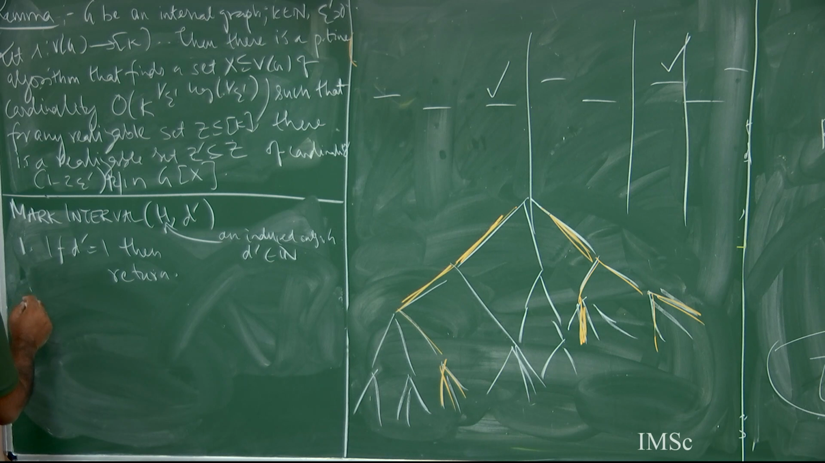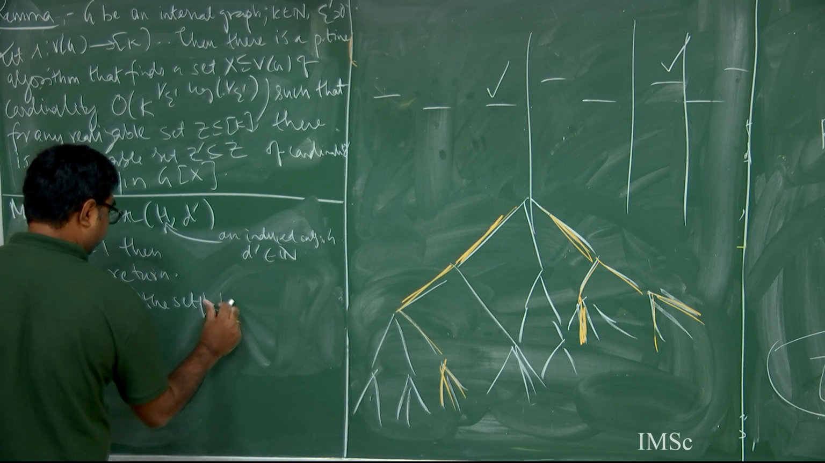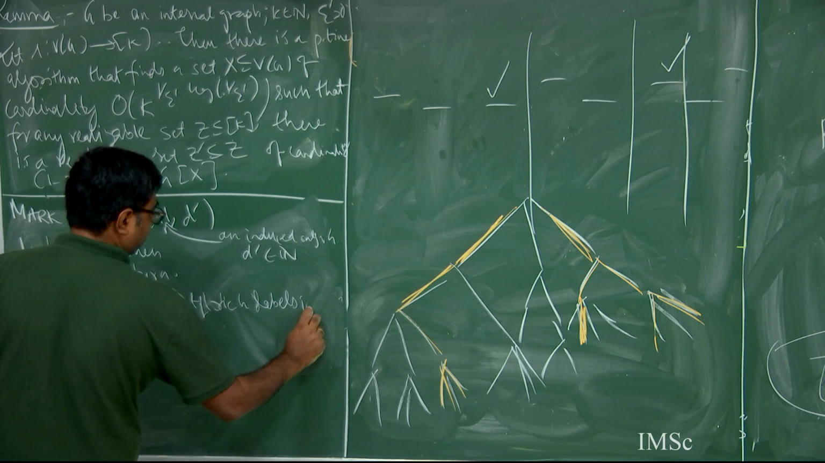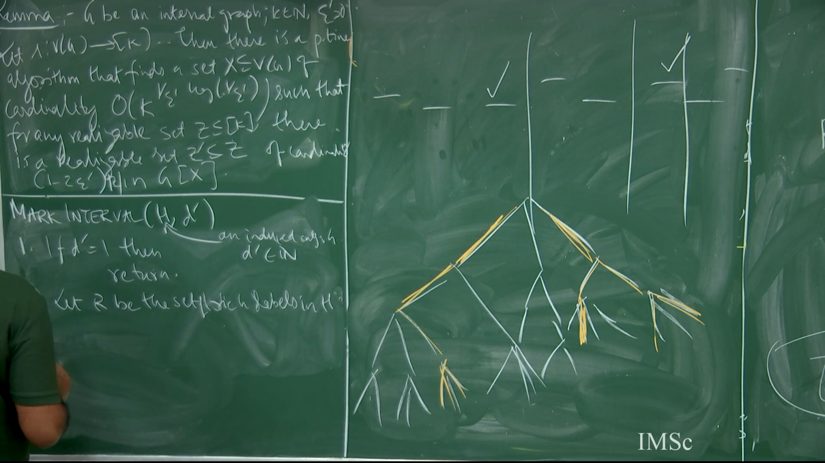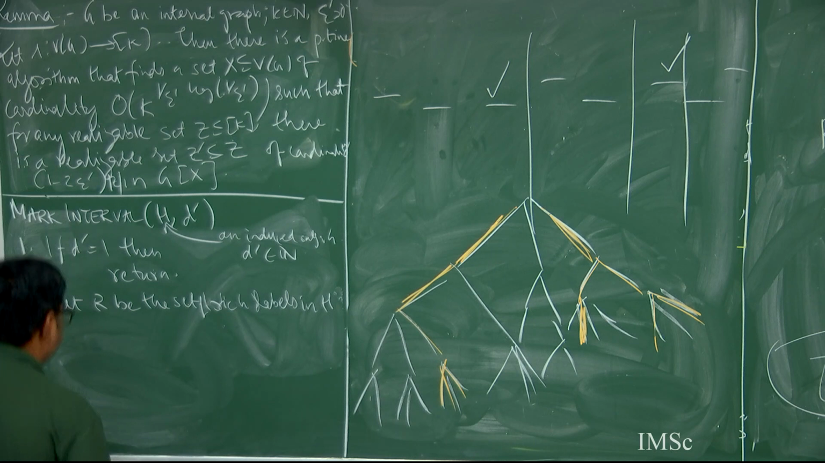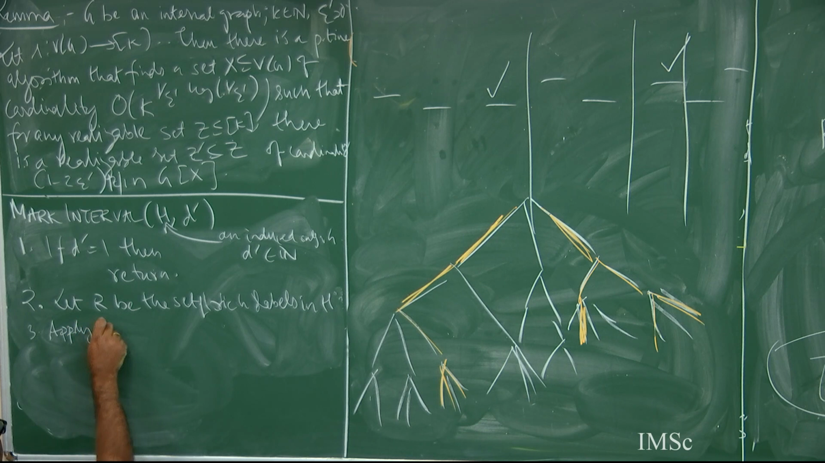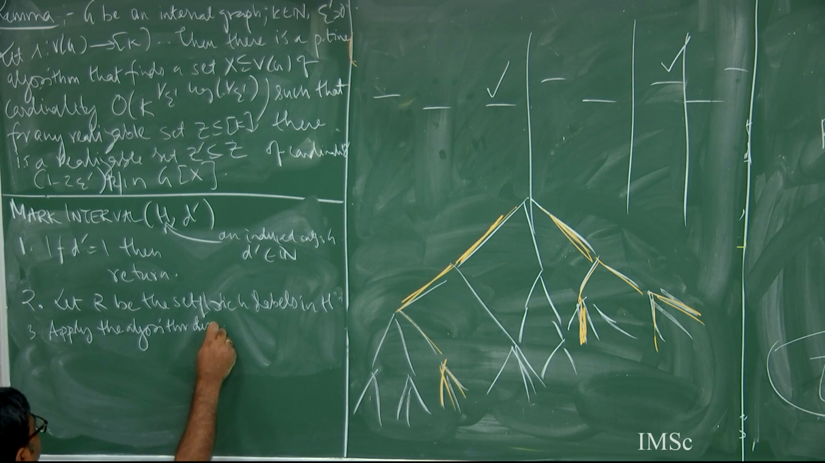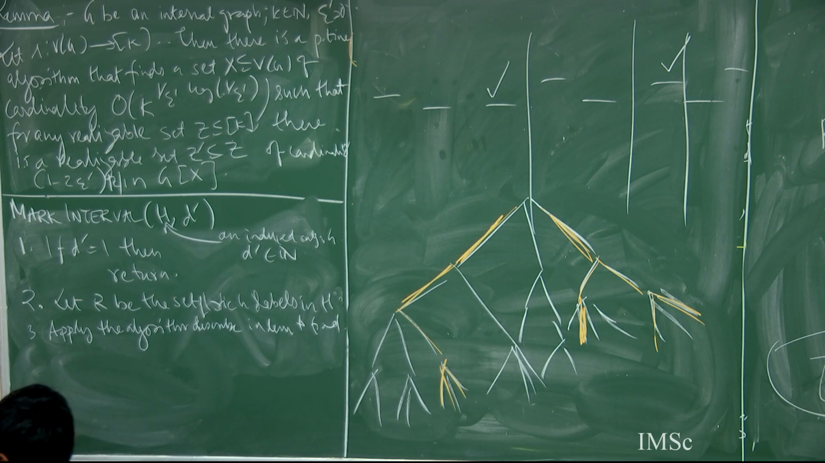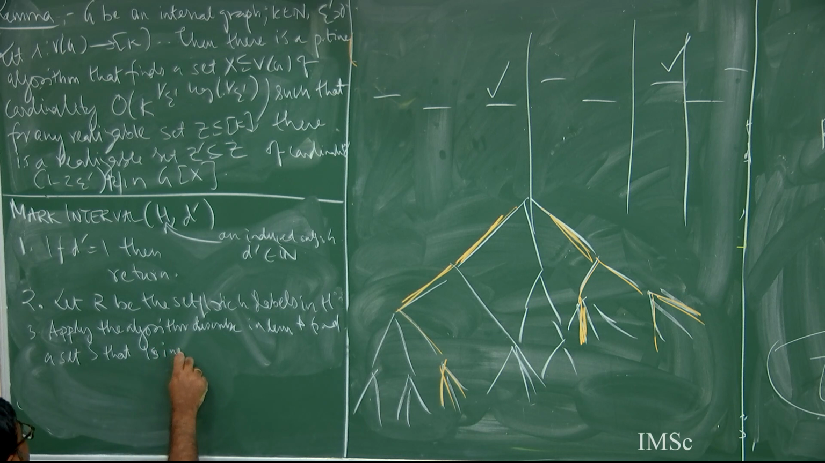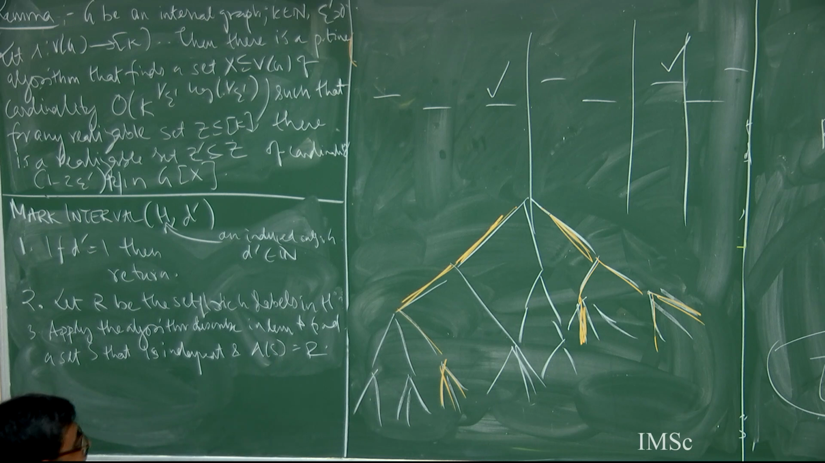Next step is let R be the set of rich labels in H. Now apply the algorithm described in the lemma to find a set S that is independent and it's a realizable set. We know how to find such a thing. Given any H and this, we know how to do this. So find this.